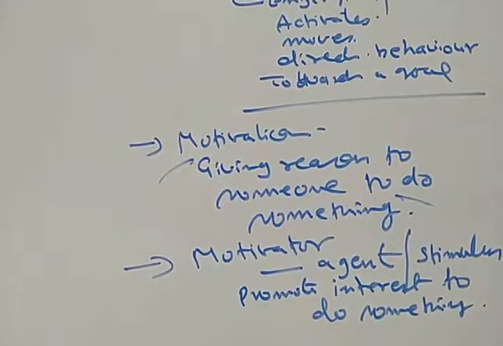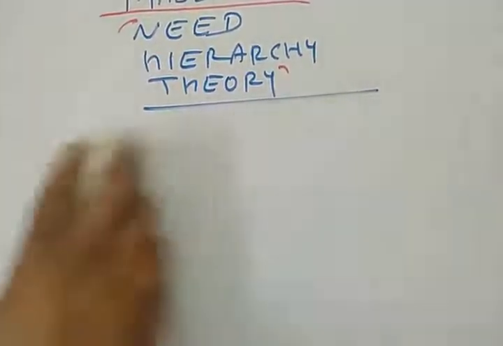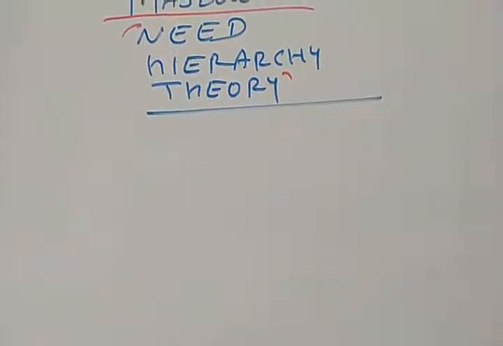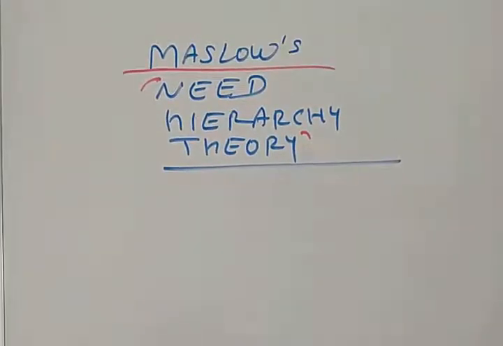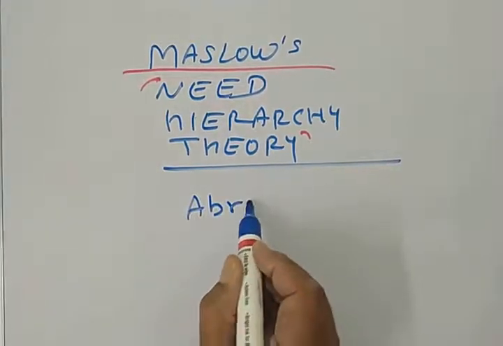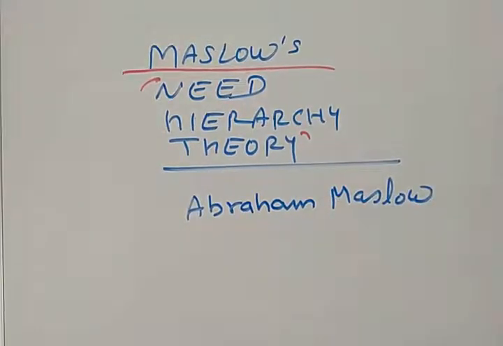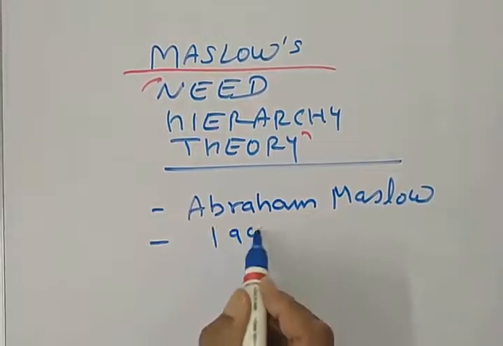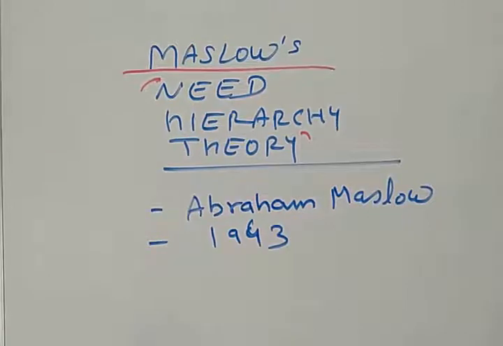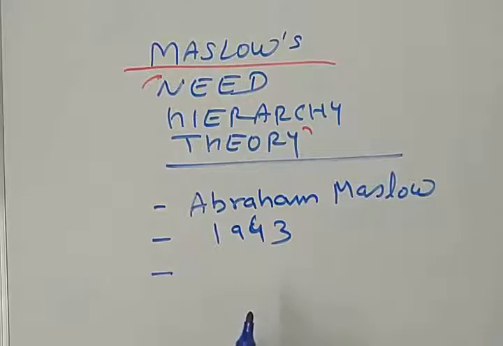Now today we are coming to today's topic, that is Maslow's need hierarchy theory, very good. So Maslow's hierarchy of needs is a theory in psychology proposed by Abraham Maslow. This theory came in 1943, right? Let us take a view over who was Abraham Maslow.